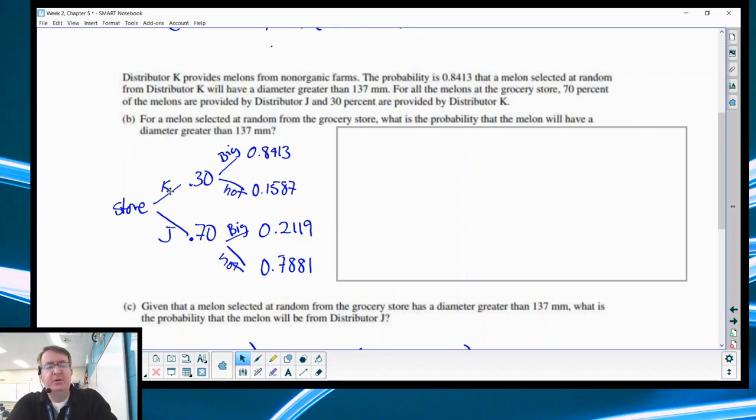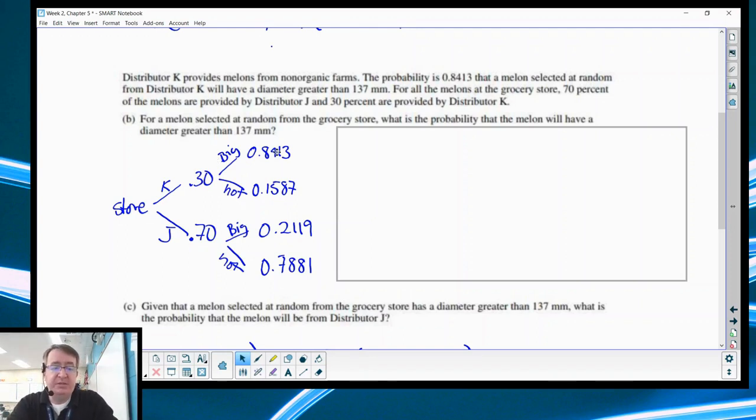So here's the store. The probability of getting a melon from distributor K is 30%, and J is 70%. Why I put K on top instead of J, I don't know. It doesn't matter, it works. So if I pick up a melon, what are the chances it is from J or K? 30 and 70. Then from there, if I know it's from J, what's the probability it's going to be bigger or smaller? Same thing for K. And so we break down with those probabilities.